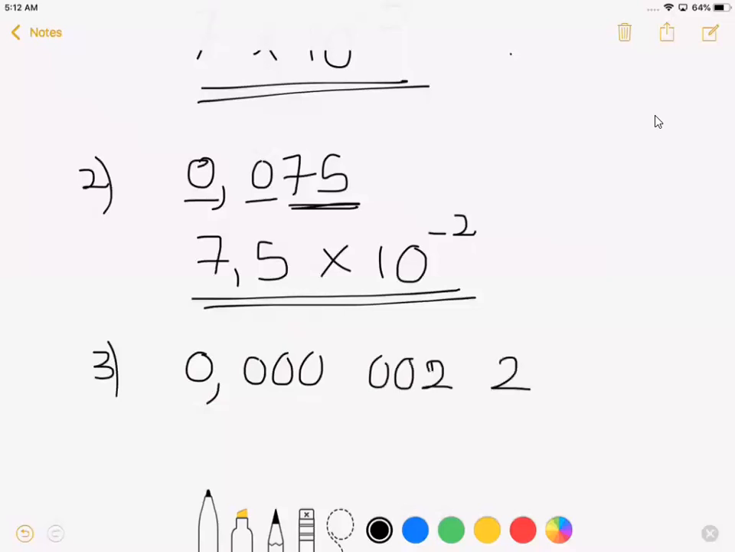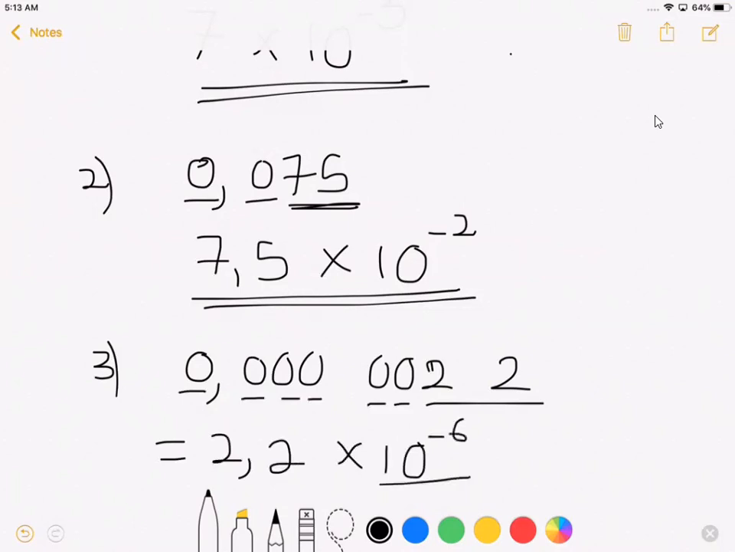0,000,002 2. Again, you are going to do the same. You leave the zeros and you go where the numbers are starting. It's 22. To make it less than 10, it's going to be 2,2 multiplied by 10 to the power of minus 6, after counting how many zeros: 1, 2, 3, 4, 5, 6.